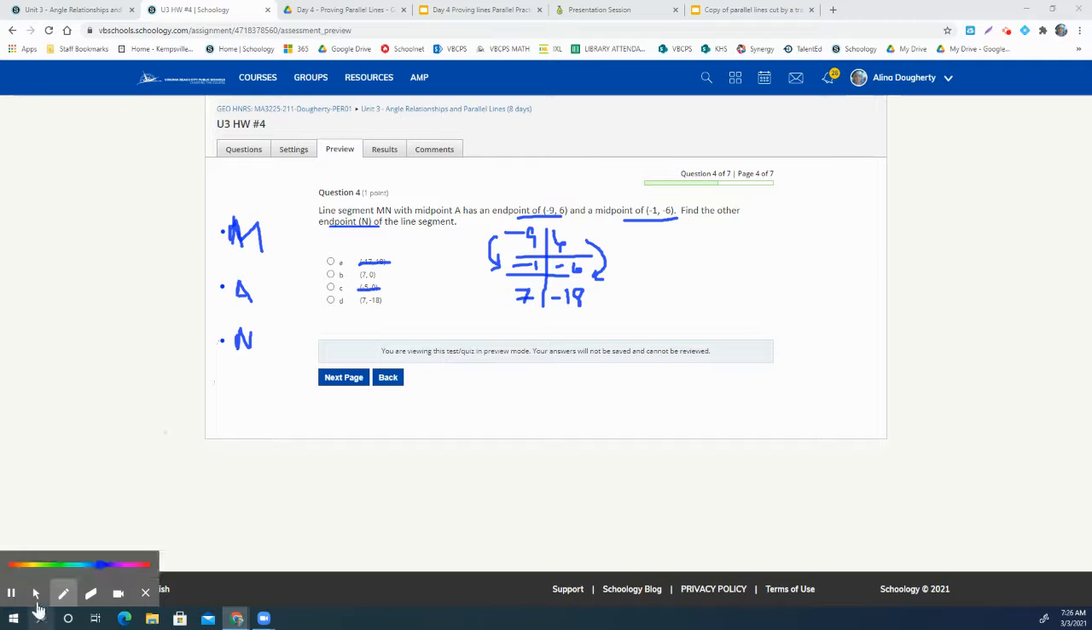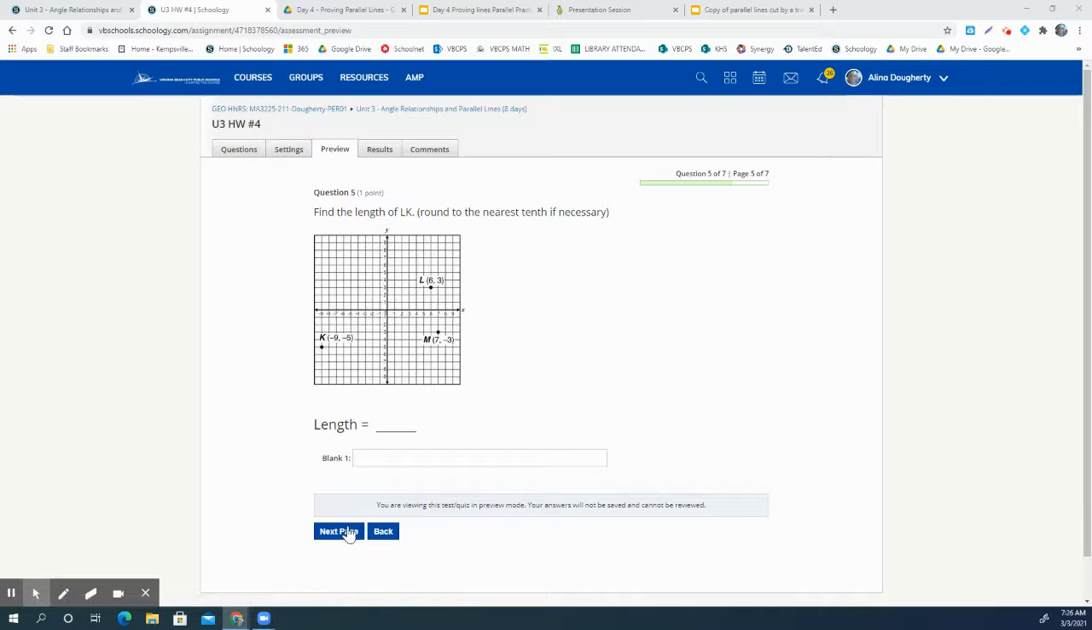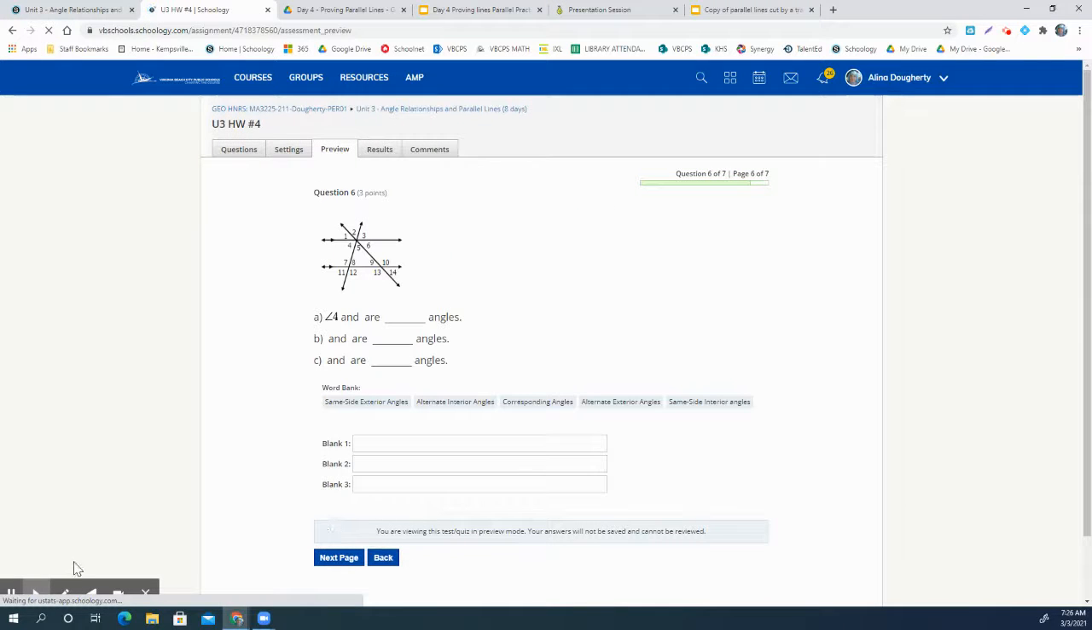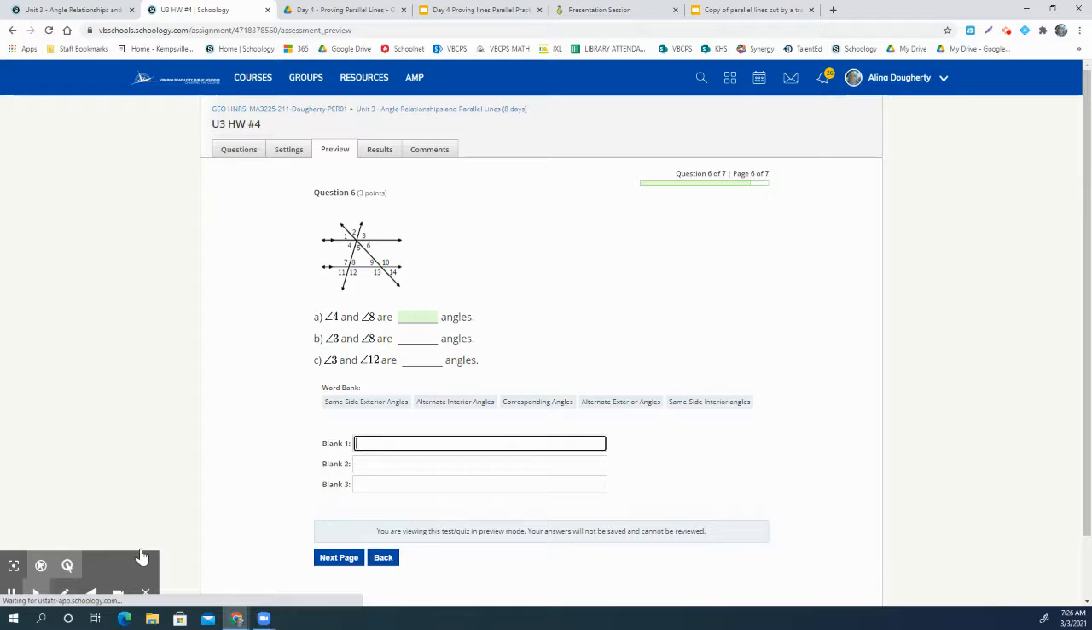All right. So that was number 4. Yeah, Lily. Yeah, absolutely. So go to number 5. That was length. So we got to do distance on this one. And then question number 6. Question number 6 was a good one to look at.